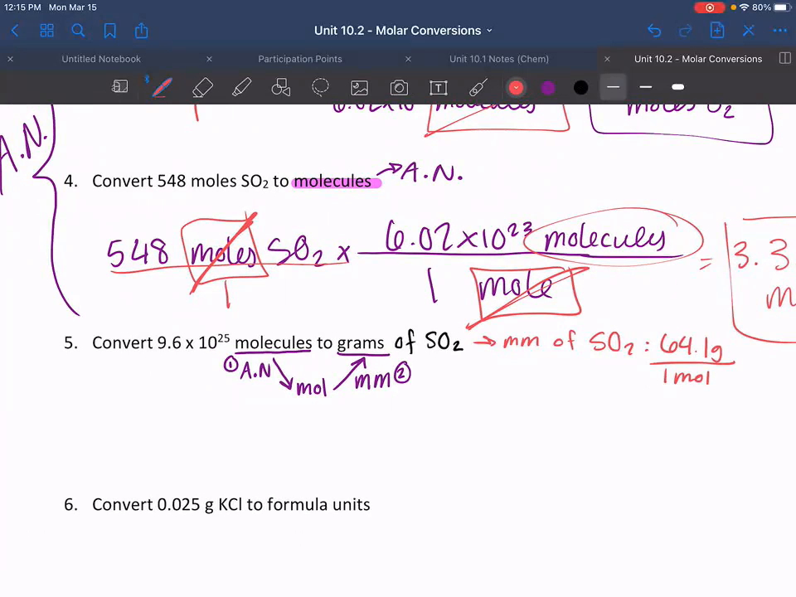We're going to need that tool. Let's start with what we know. Well, we have 9.6 times 10 to the 25th molecules. What is the unit that we want to get to first? Moles. Moles is our target, so we're going to put moles on top. How do we relate molecules and moles? Avogadro's number. So if we start with molecules and want to get to moles, we divide by Avogadro's number.